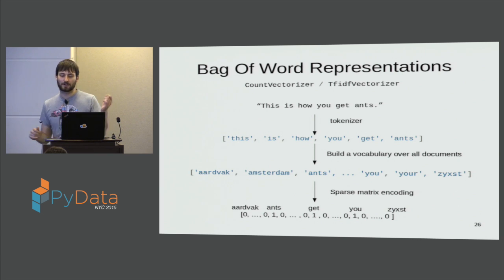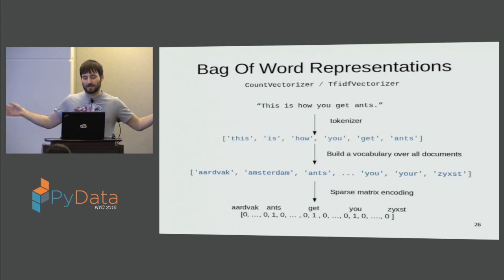Finally, you go back to your initial data point that you want to encode, and you build a large sparse matrix encoding. For each word in your vocabulary, you count how often this word appears in this data point. So aardvark doesn't appear at all, so you write a 0. A lot of other words don't appear at all. But ants appear, so you write a 1 there.